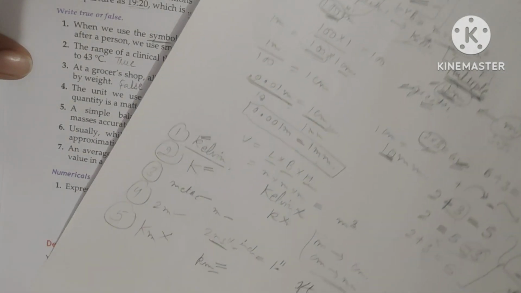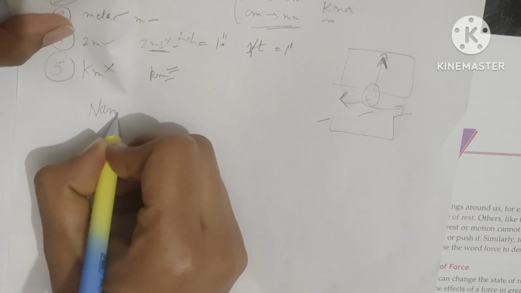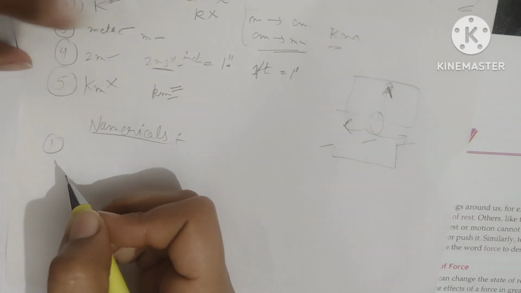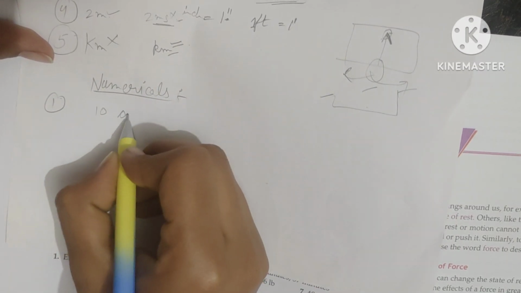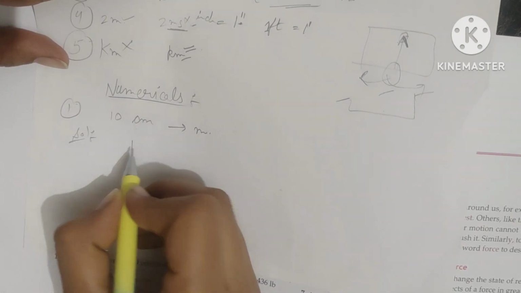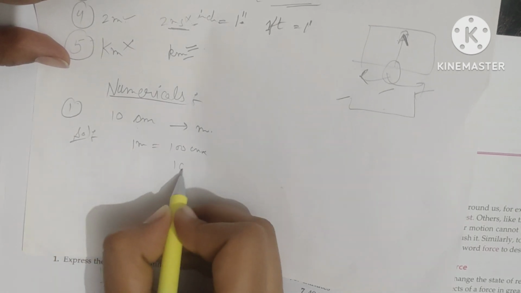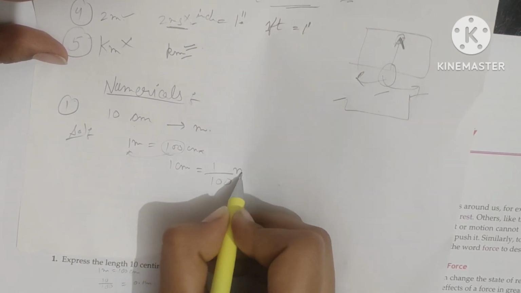Numerical problems are here. So I'm going to solve the numerical problems now for you. Let's start with the first numerical. The first numerical, its statement is we have to express the 10 centimeter into meters. So its solution is, we know 1 meter equals 100 centimeter. And here we have centimeters. So I need 1 centimeter equals to 1 by 100 meters.